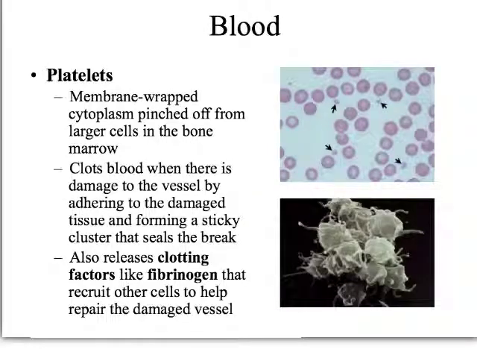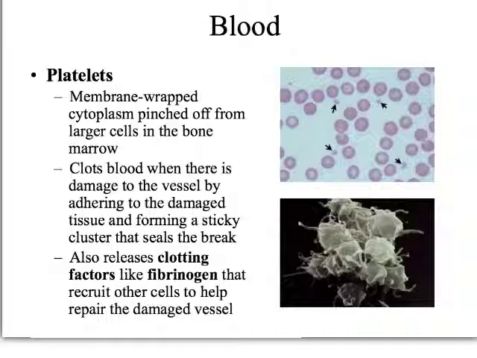Okay, so the third type of blood cell is the platelet, and these are actually pretty much cell scraps. In a sense, they're membrane-wrapped cytoplasm that's been pinched off of larger cells within the bone marrow. Bone marrow is where cells are born, I guess you could say. And so these little platelets are cell scraps from the bone marrow making different types of cells. But these cell scraps are actually really, really important.